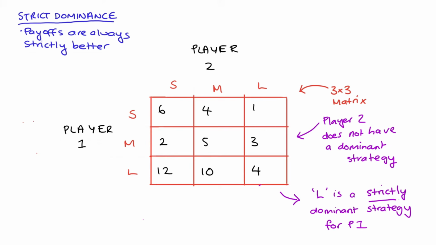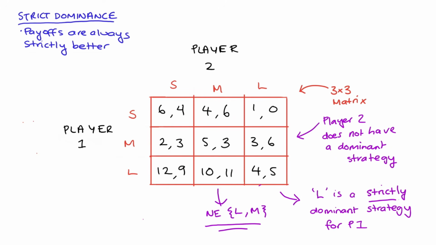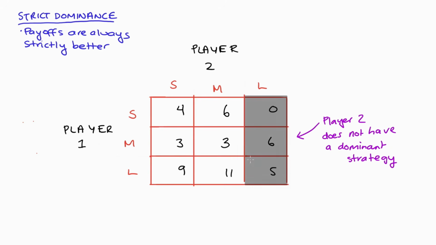Now, there are more complicated discussions that we can have here around dominance between strategies for our players. For instance, when I said that player 2 didn't have a dominant strategy, that's because there wasn't one strategy that player 2 could take that dominated all of their other possible strategies. But we can talk about dominance between strategies. So for instance, I'll just take player 2, and I'll remove player 1's payoffs just so we can have a look more clearly at what player 2 is facing.